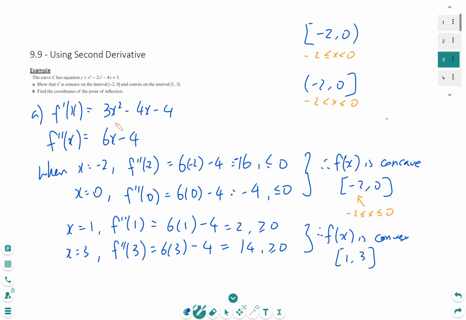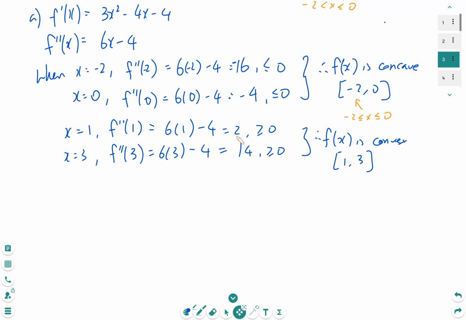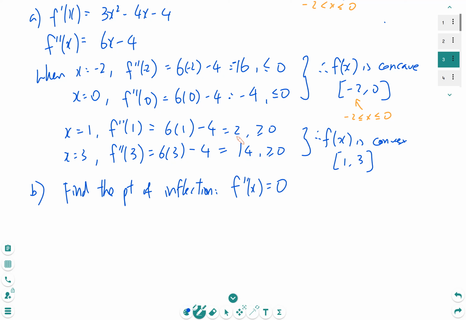Right. Next one. Find the coordinates of the point of inflection. So we have to do two things in here. First of all, we set the second derivative equals 0, because that's what point of inflection means, but we'll also need to verify that it's a point of inflection. So let's find the point of inflection, which we do by setting the second derivative equals 0. We know 6x minus 4 equals 0. So 4 divided by 6, that's 2/3.